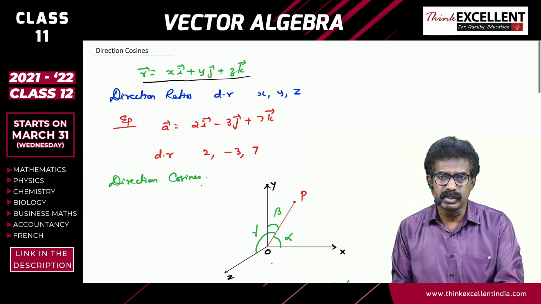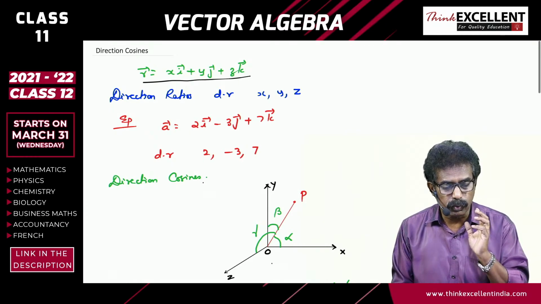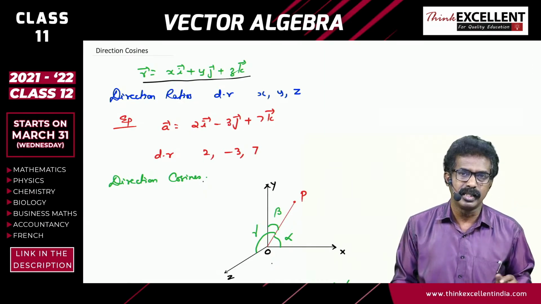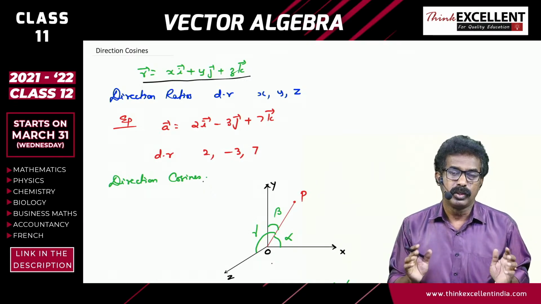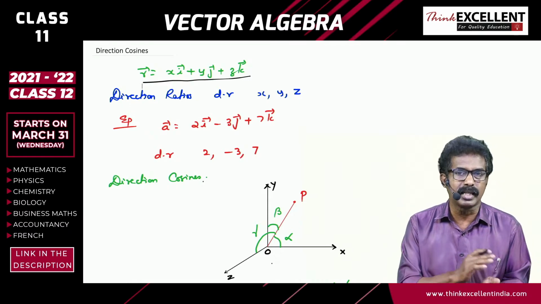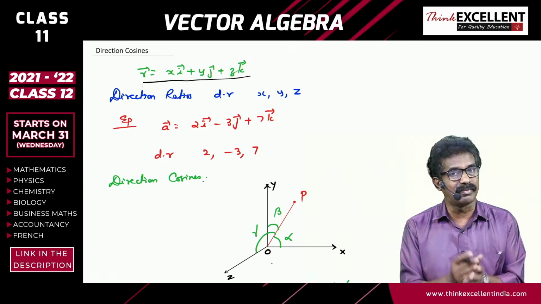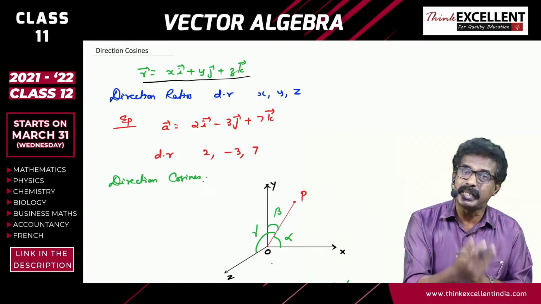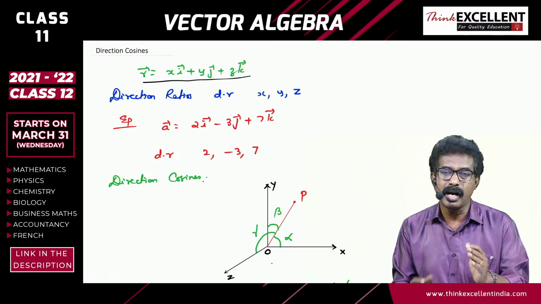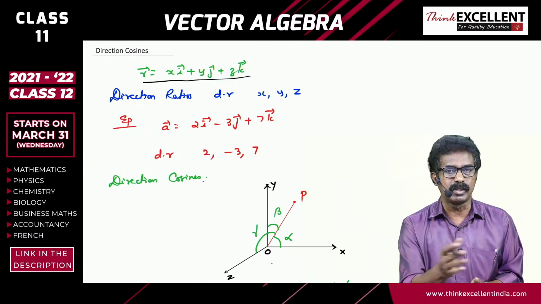See, I'll give the definition first, then I'll tell you how to calculate it. First, I'll explain the meaning of direction cosine. You know there are 3 axes: x-axis, y-axis, and z-axis. You take a vector, OP vector. You find the angle made by that vector with the x-axis, y-axis, and z-axis. I am taking the angles as alpha, beta, gamma. The angle with the x-axis is alpha, with the y-axis is beta, and with the z-axis is gamma. So alpha, beta, gamma are the angles made by that particular vector with the x-axis, y-axis, z-axis.